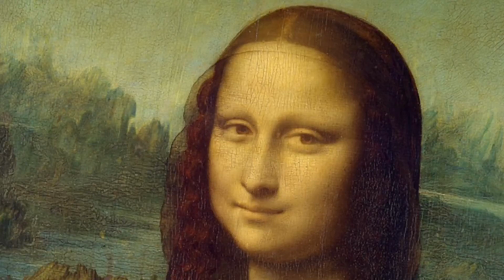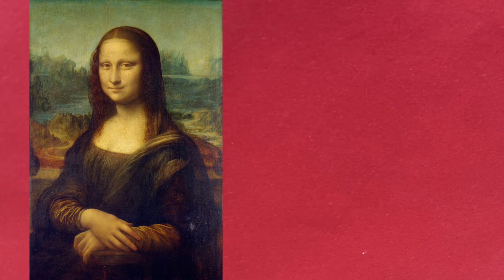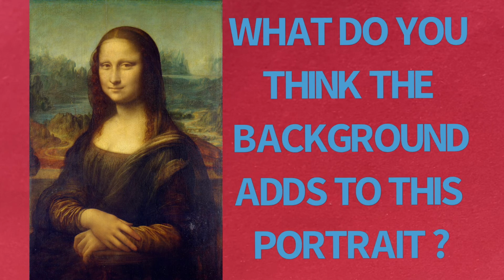What do you notice about the Mona Lisa's background? Is she inside or outside? Does the background feel calm or does it feel agitated or stormy? What would you say her mood is? Does the background tell you more about her?